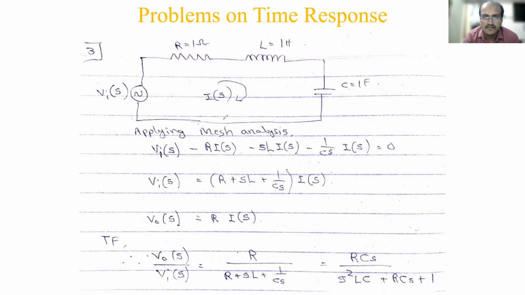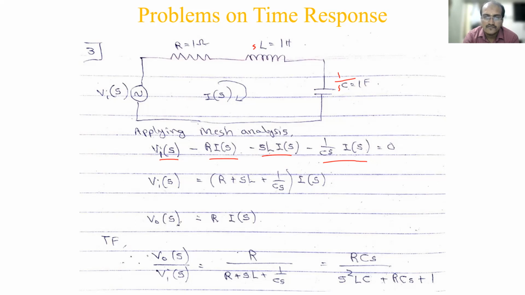So now you apply KVL here: Vi of S minus R into I of S minus S into L, that is SL in the Laplace domain, into I of S, minus 1 by CS into I of S equals 0. This you know, it is basic. So I of S is common, and what will remain is R plus SL plus 1 by CS.